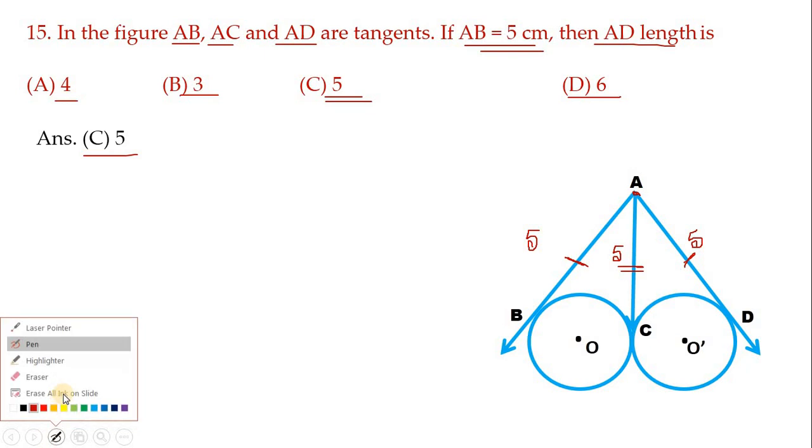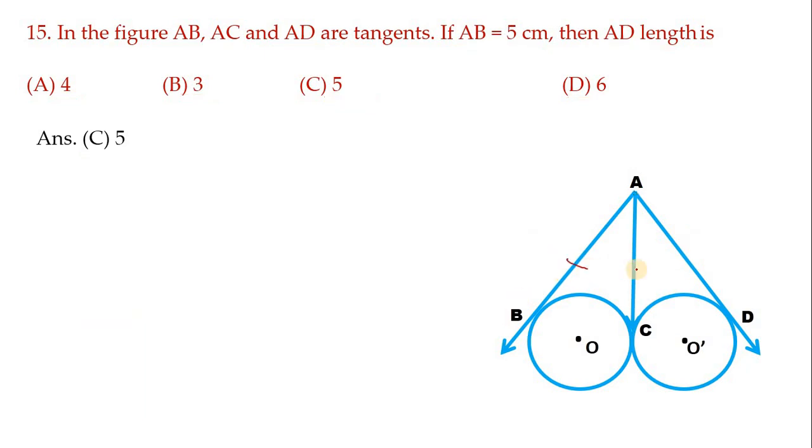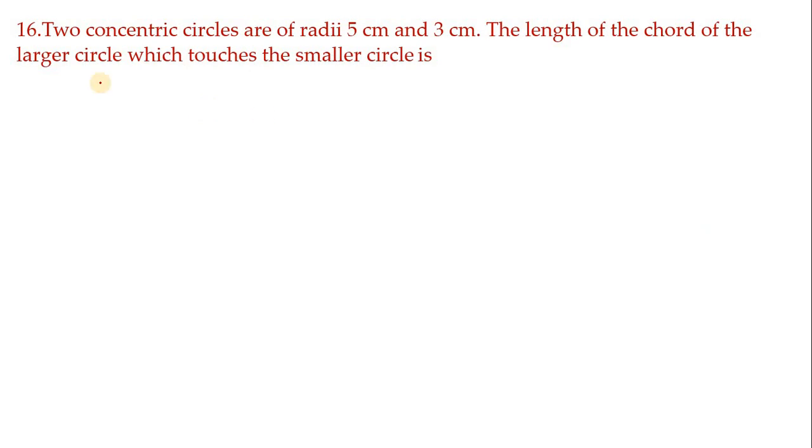I'll make you understand one more time. See, AB and AC are tangents to the first circle. So this they have given 5 cm. Hence this will be 5 cm. And again this AC and AD are tangents to the second circle. So AC measurement just now we have found 5 cm. Hence AD should be 5 cm. Move on to the next one.